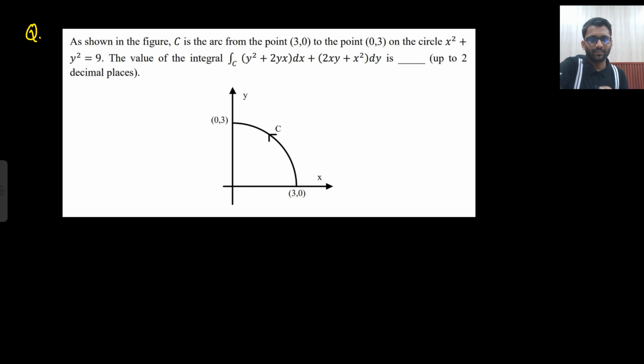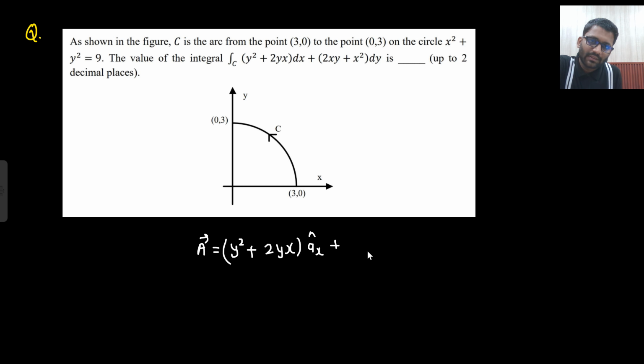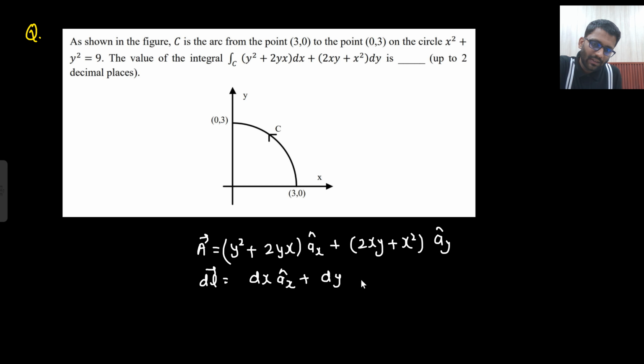This is a good question. So the first task will be to find the vector A here. Can you find the vector A? Yes. So I found the vector A, which is y square ax cap plus 2xy plus x square ay cap. What will be my dl here? dl is dx ax cap plus dy ay cap. What do you actually need to calculate?